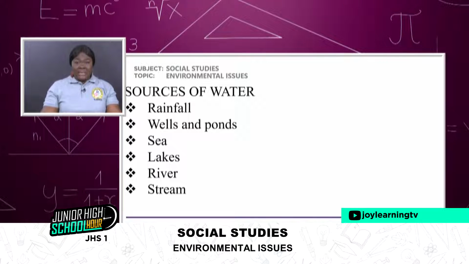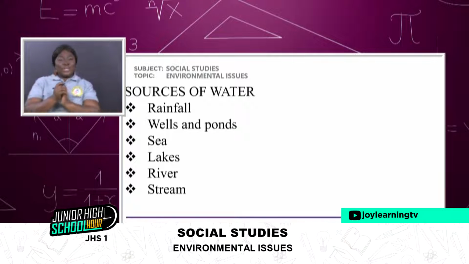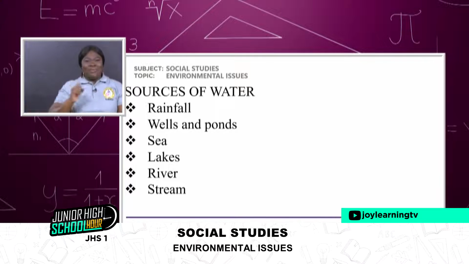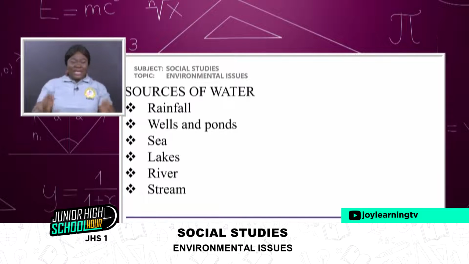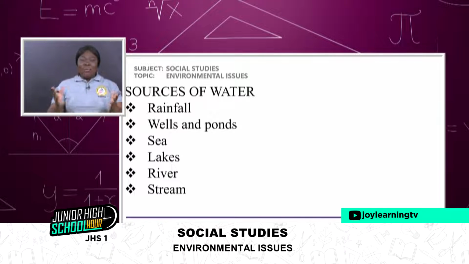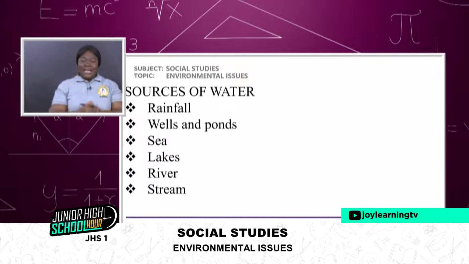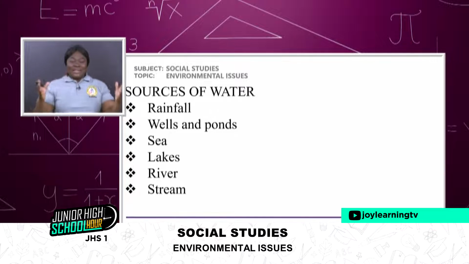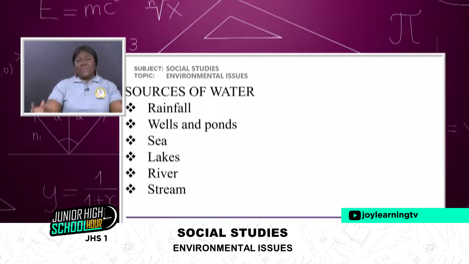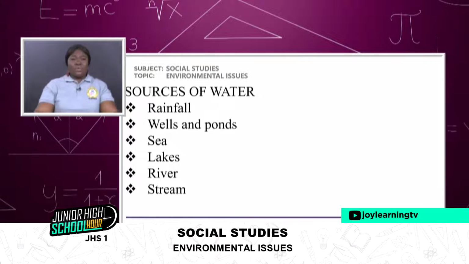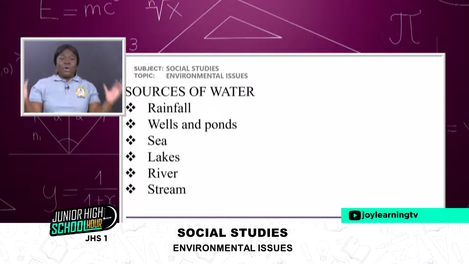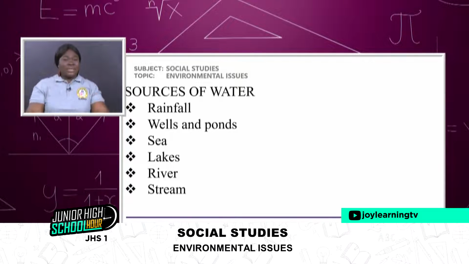Now, let's look at sources of water. I can see you writing them down very fast. One source of water is rainfall. Others are wells, ponds, sea, lakes, lagoons, craters, rivers, streams, etc. There are a lot of them. These are all sources of water, beautiful water scenery that God has created for us. But what happens? We want to pollute them, and we shouldn't do that at all.